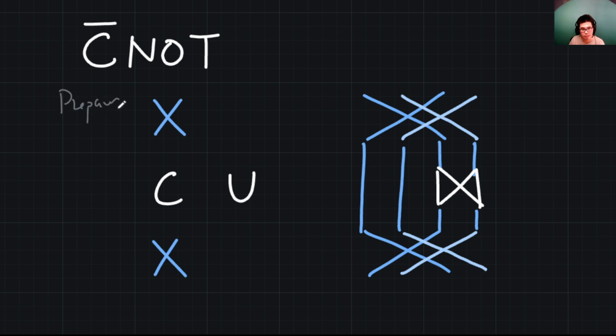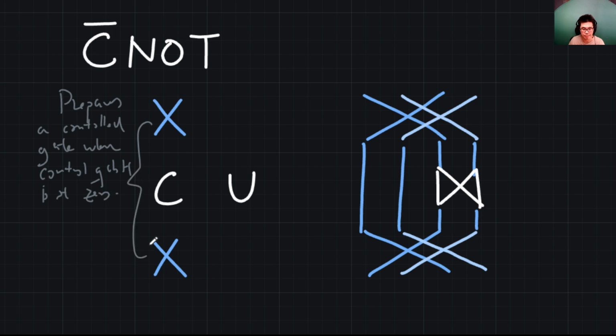So it prepares a controlled gate when the control qubit is at 0. So this has the effect of applying a controlled operation on the left half. So let's demonstrate that. So let's say we have a qubit on the left half.